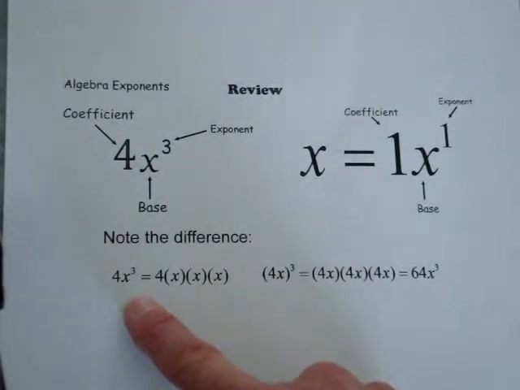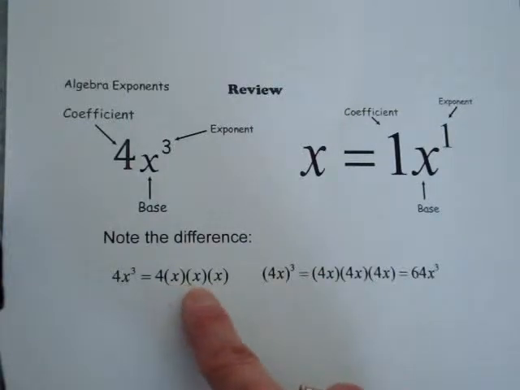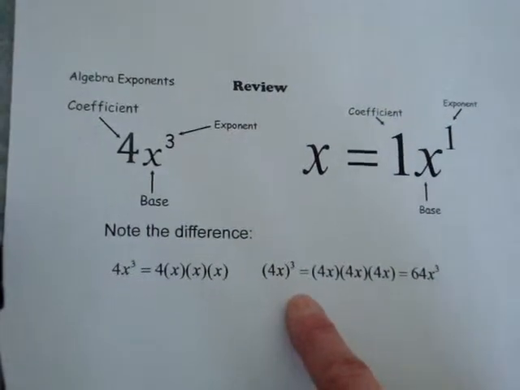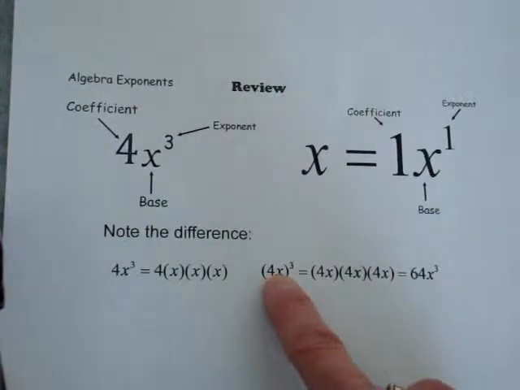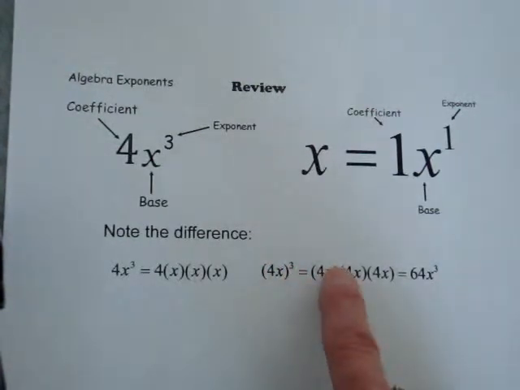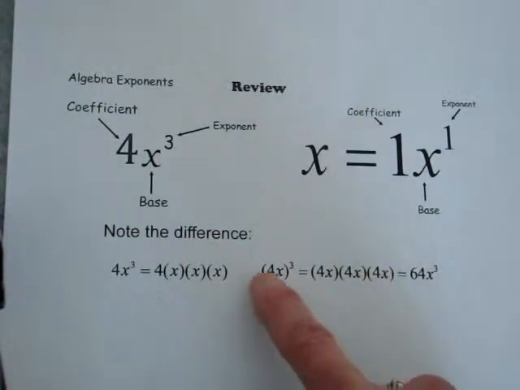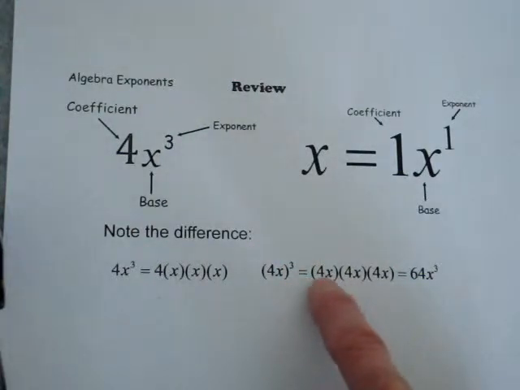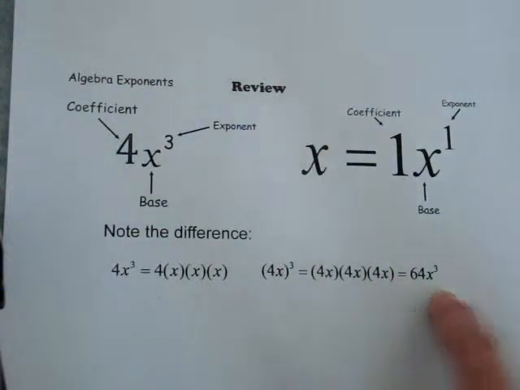When you have 4x cubed, the 4 is just the coefficient, and x is the only one that is raised to the power of 3, and it means 4 times x times x times x. But if it's in parentheses, the 4x is in parentheses, that means that parentheses is repeated 3 times. So the quantity 4x and all of that raised to the third power actually means 4x times 4x times 4x, which is 64x cubed.